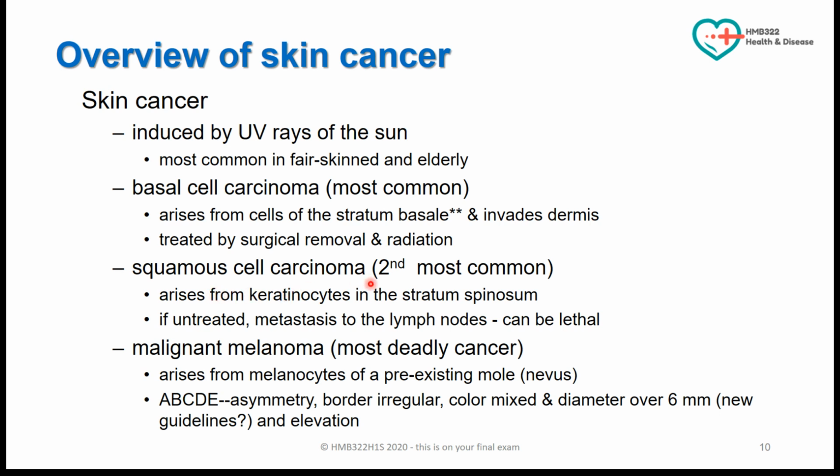This is the second most common type of skin cancer as well. This is going to arise from the keratinocytes that are found within the stratum spinosum. This is a non-melanoma type of skin cancer, so with early diagnosis and early treatment, recovery rates are great. But if it's untreated, it can spread or metastasize to the lymph nodes, and from the lymph nodes it can spread to other parts of the body. So if you're not getting it treated, this can actually become lethal as the skin cancer spreads.